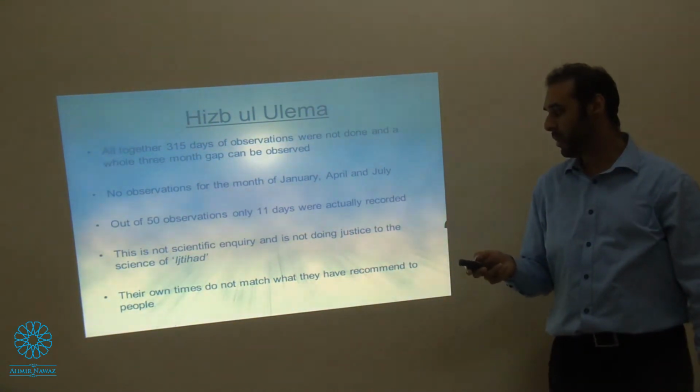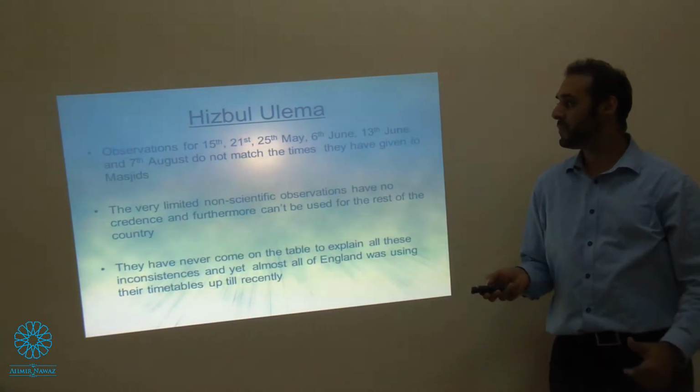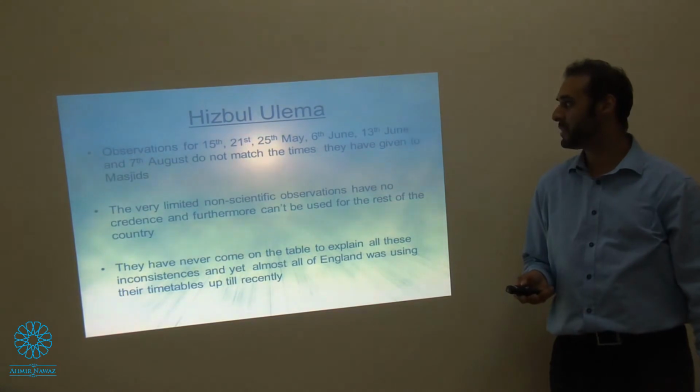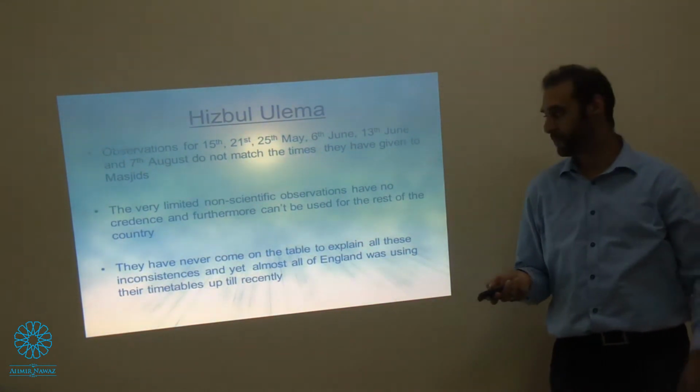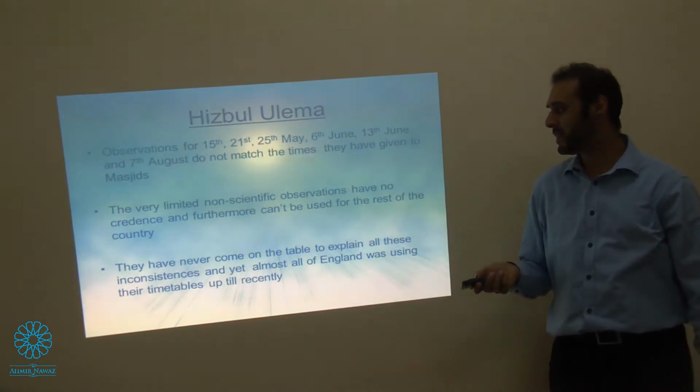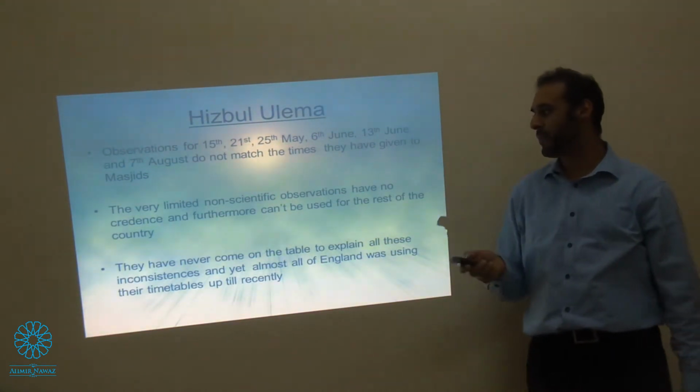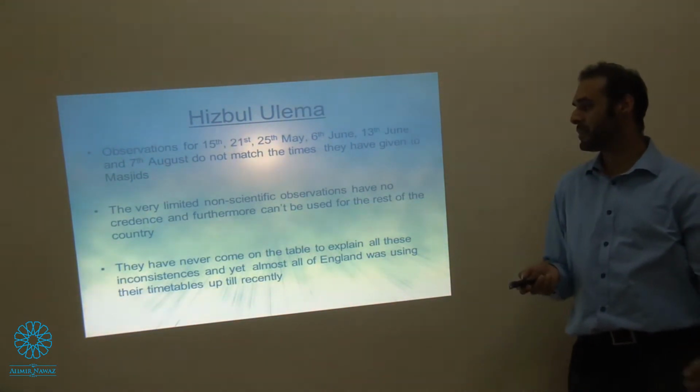Their own times do not match what they have recommended to people. Observations for the 15th, 21st, 25th, 6th June, 13th June do not match the times they've given to the masajids. The very limited non-scientific observations have no credence and furthermore can't be used for the rest of the country.